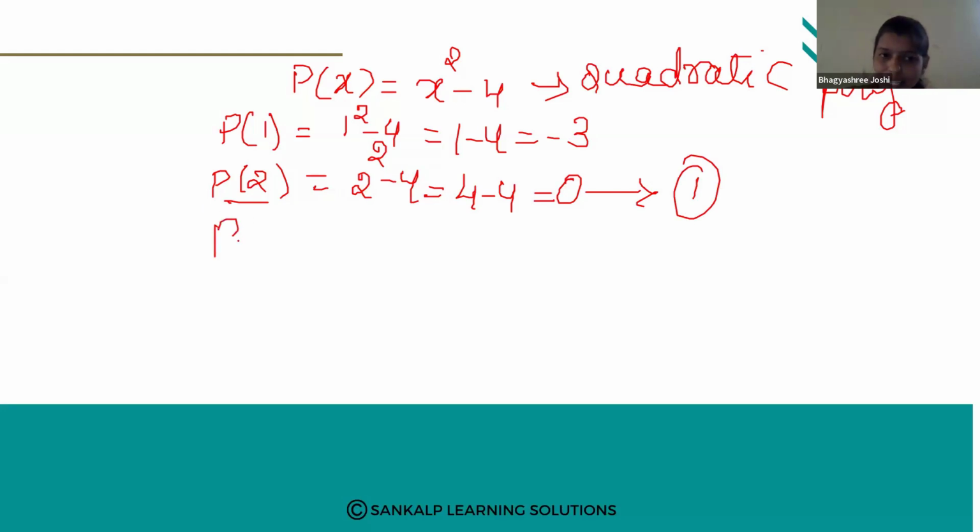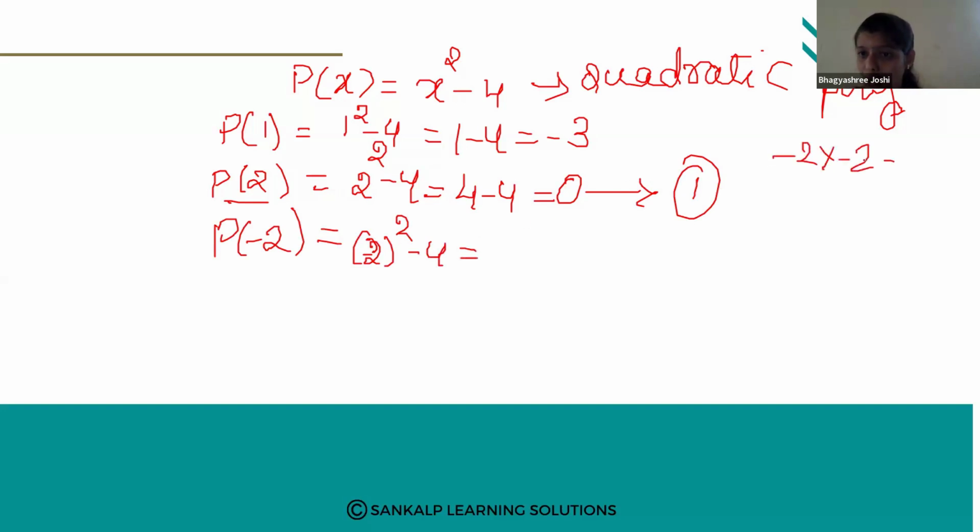Next, I will check minus 2. If I substitute x is equal to minus 2, then x square is minus 2 square minus 4. Minus 2 square means what? Minus 2 into minus 2, that is minus into minus plus, 2 into 2, 4. Again it is 4 only. Therefore 4 minus 4, it is 0. How many zeros does it have then? 2 zeros. So a quadratic polynomial has 2 zeros.